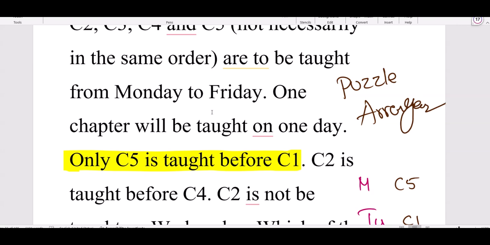Important, for those preparing for bank exams, we have 2 to 3 puzzles. Take any bank paper, reasoning, we have this type of puzzles. 5 people coming from 5 different countries, playing 5 different sports, wearing 5 different colors of shirt. They'll ask which person, which country, and all those details. If they want to make it complicated, they'll add one more variable. Here there are only 2 variables, day and subject. If they want to make it difficult, they'll give one more variable.